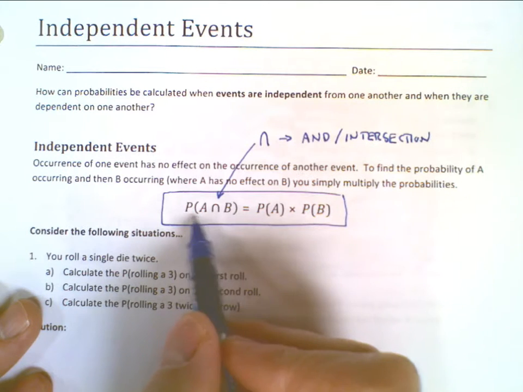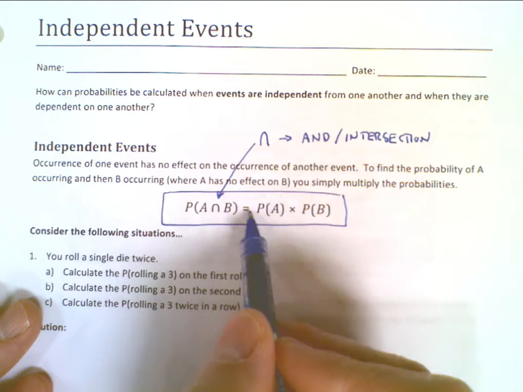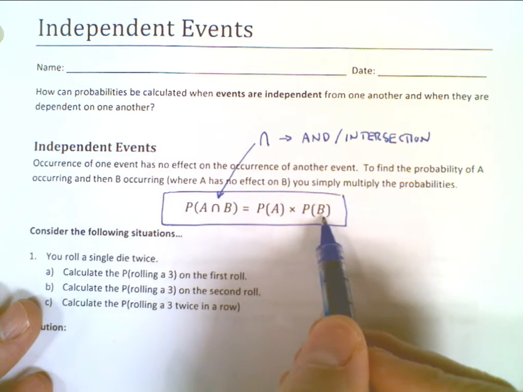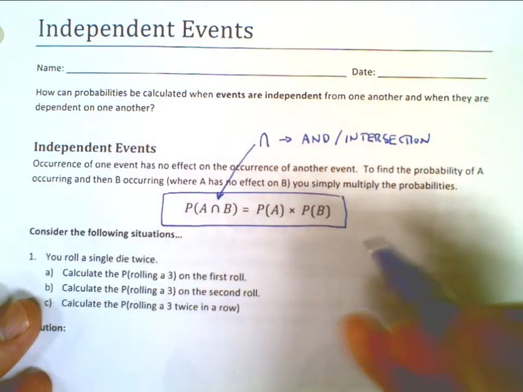So what it says, what is the probability of A then B? And simply what we say is we take the probability of the first event multiplied by the probability of the second event. And this is when they're independent, right? They have no effect on the occurrence of the other.